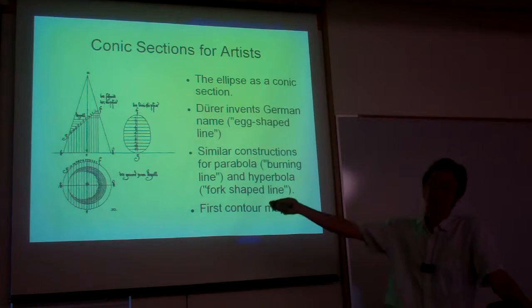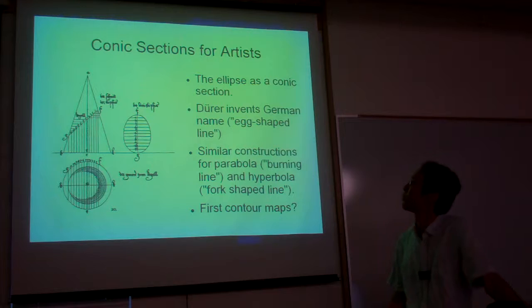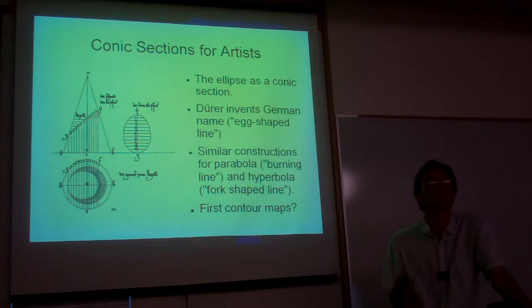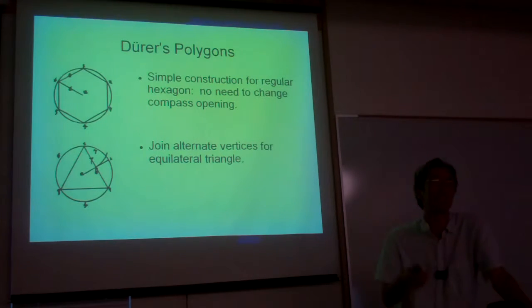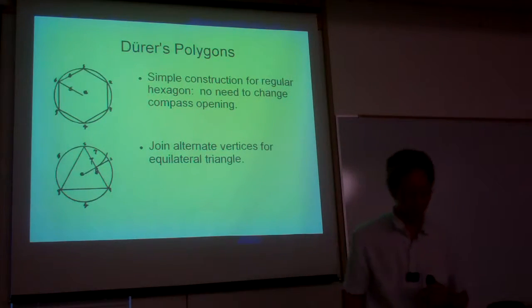And again, you can conceivably see that an artist may want to draw an ellipse, may want to draw a hyperbola, may want to draw a parabola. These curves do appear in certain physical contexts. And then Dürer goes on to what we might think about as a purely geometric problem. How do you construct regular polygons? And there are some very interesting observations that Dürer makes.